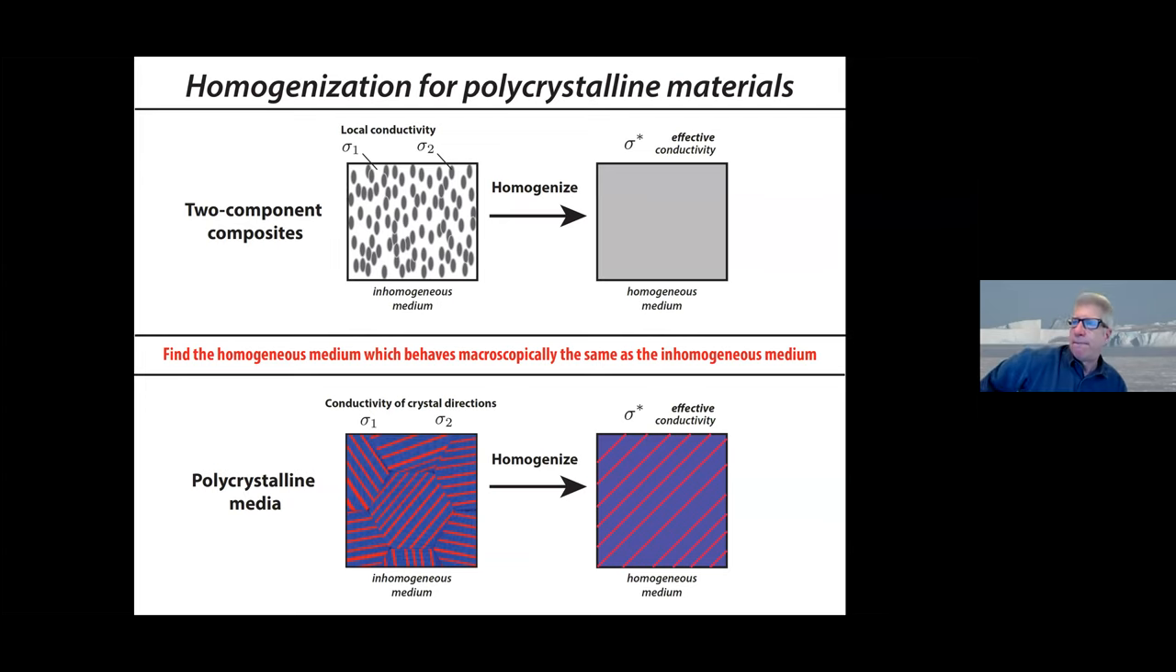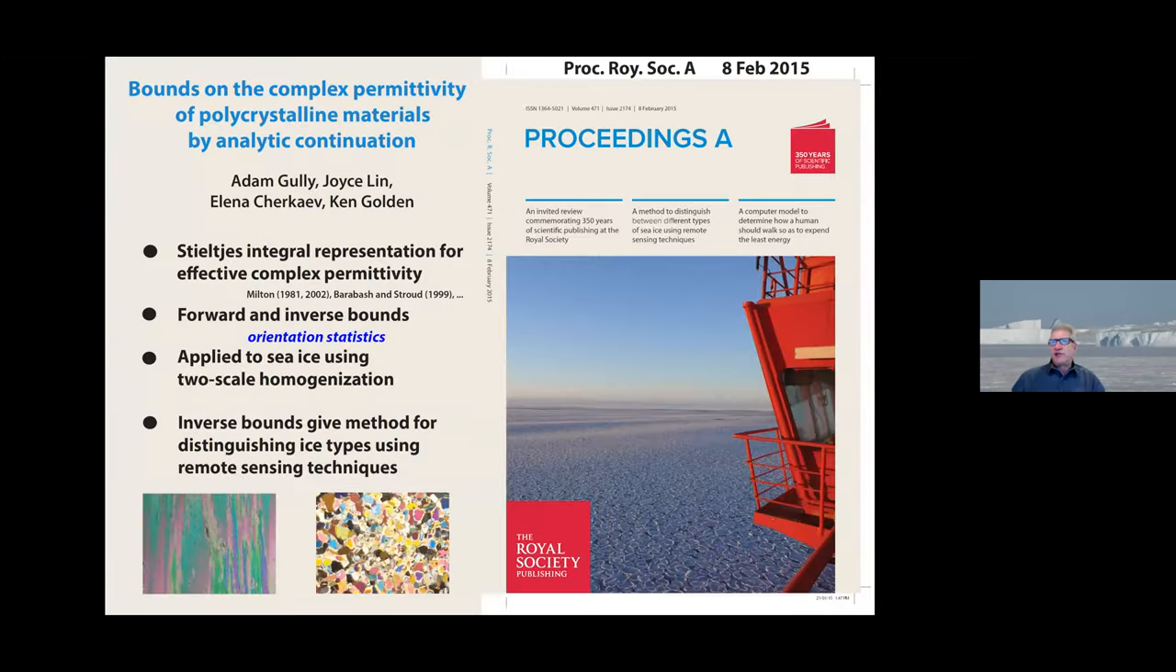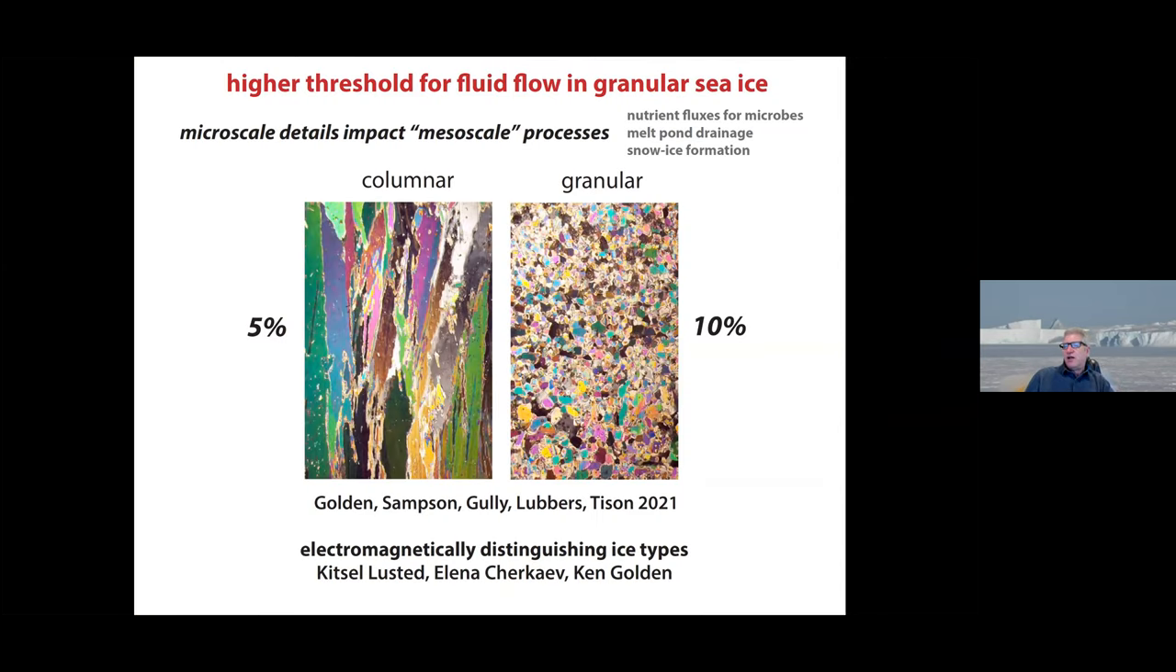Okay, so sea ice, again, I mentioned, is a polycrystalline material, and we're also interested in homogenizing that, given information about the individual crystals and then their statistics. And so we got rigorous bounds. This was another PhD student, rigorous forward and inverse bounds on the effective complex permittivity. And one of the main ideas here ultimately is to distinguish between so-called fine-grained granular ice and columnar ice, because they have very different fluid percolation properties, as you see here.